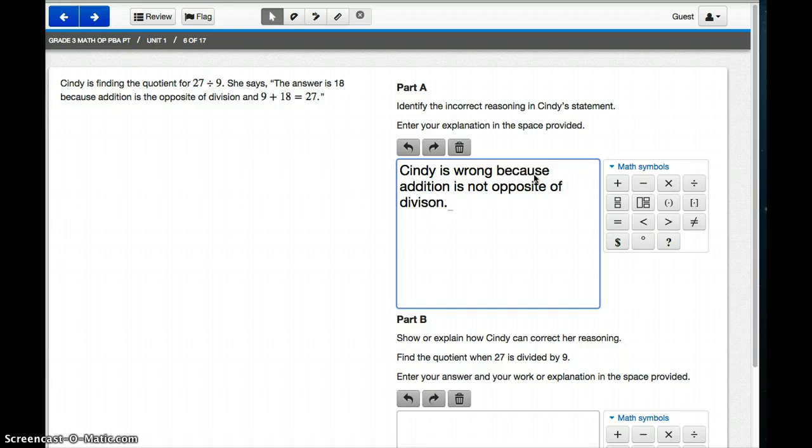Now, do I need to do anything else? Not really. I don't need to use my equation editor over here. I've already answered the question, okay?